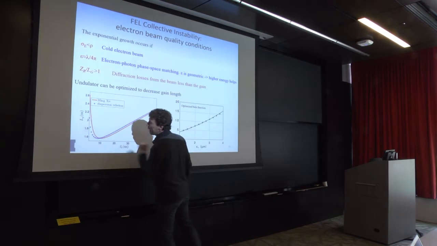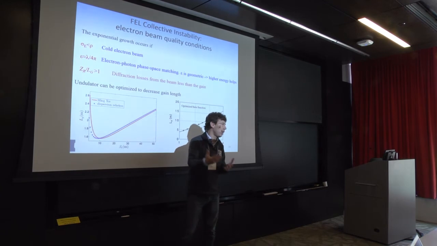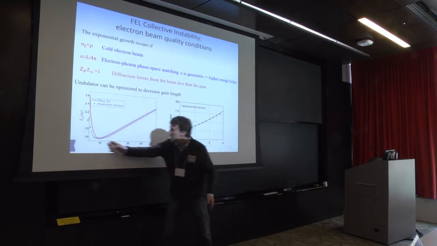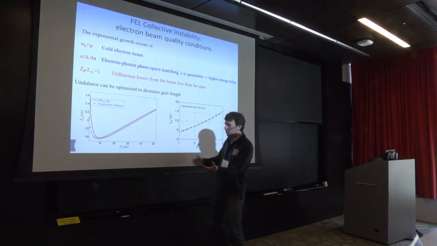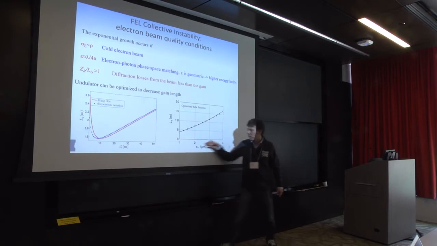So you have an optimum beta function. The important thing about this optimum beta function is that it depends on the emittance. Okay? So this minimum will shift depending on where your emittance is. So this is another plot in which I show the gain length as a function of the emittance.